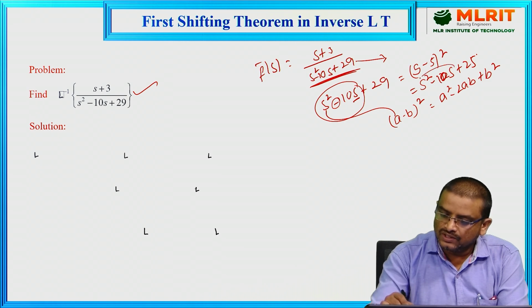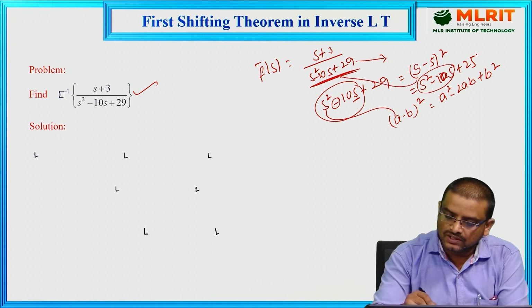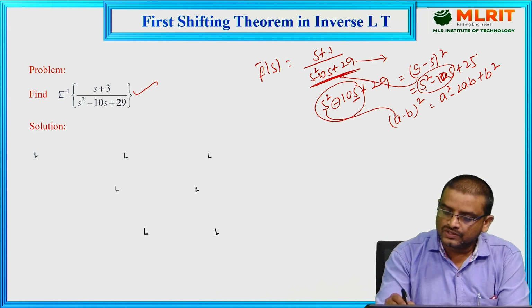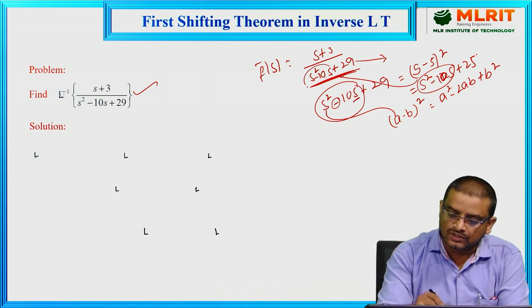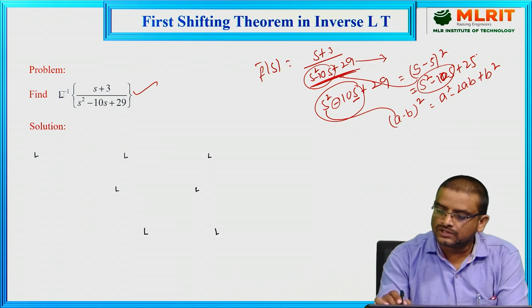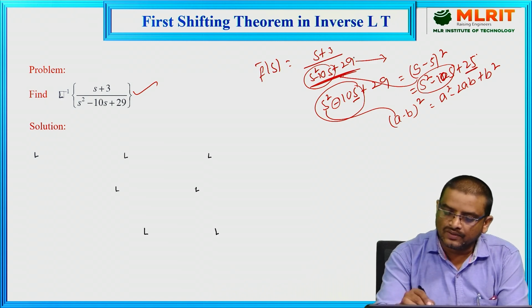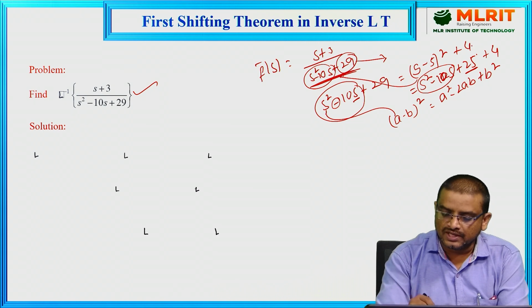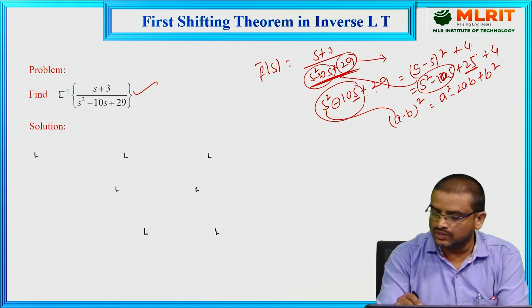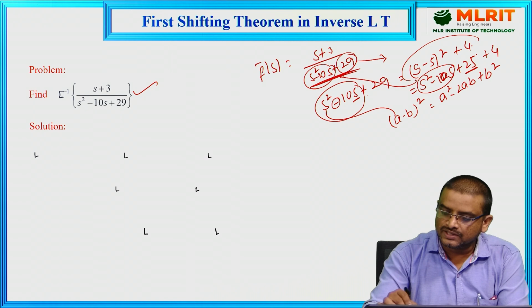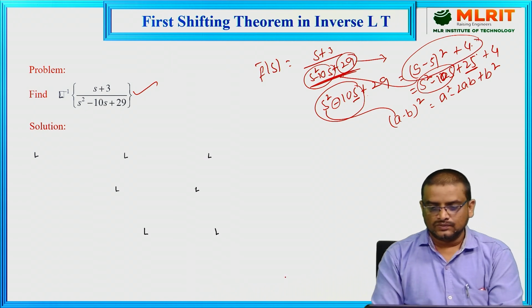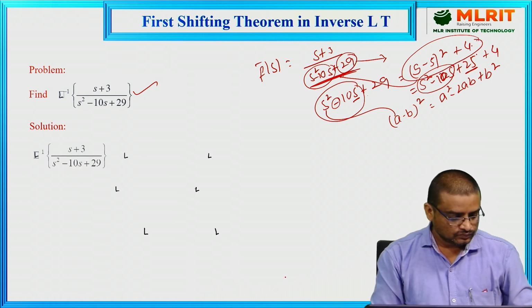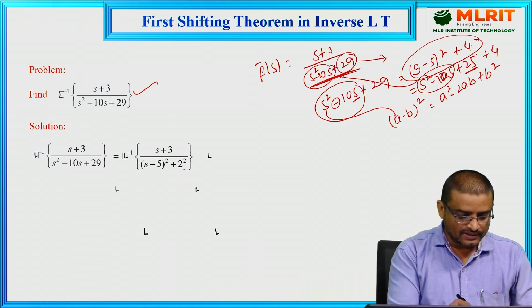Here these two terms must be the same. In s square minus 10s we have both terms, and only the constant term is changing. Here we got 25, but we want 29. So for this you add plus 4. So s square minus 10s plus 29 we can write in the standard form, like this.